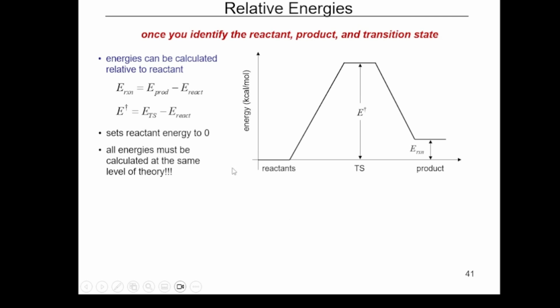As I mentioned, the energy of the transition state should be higher than the energy of reactants and products, provided that both bond making and bond breaking are involved. So energies can be calculated relative to reactants. The energy of reaction is the energy of product minus reactant, whereas the energy of activation is the energy of the transition state minus the energy of reactant. And to make this reaction profile, you set the lowest energy structure as 0. Set the reactant energy to 0, and all energies must be calculated at the same level of theory. What is the level of theory? It will be discussed in a later lecture.